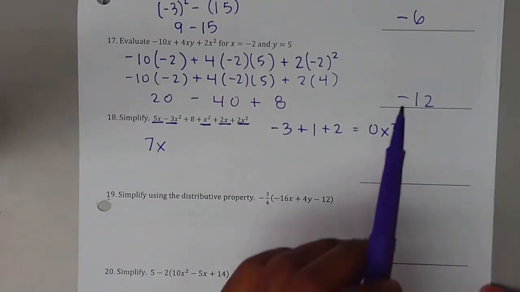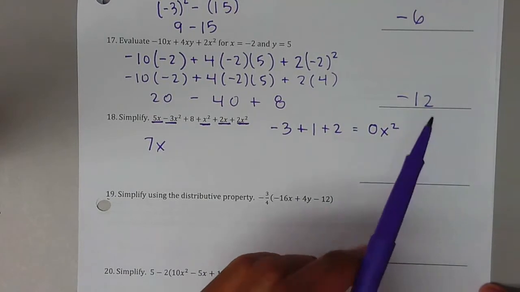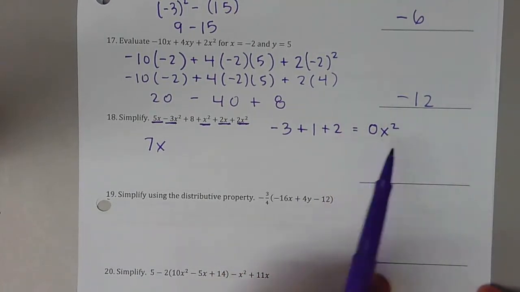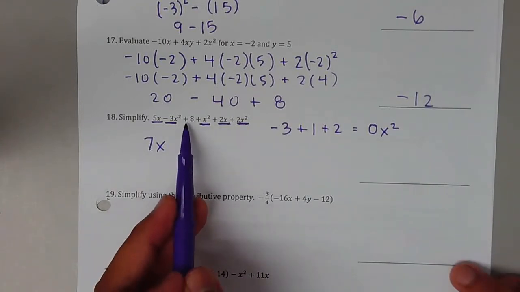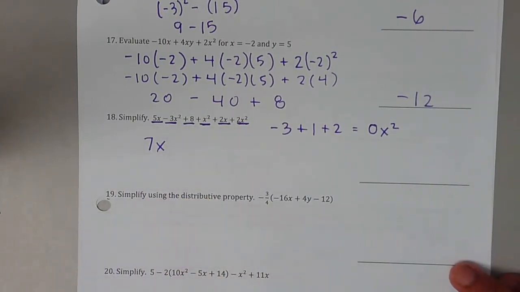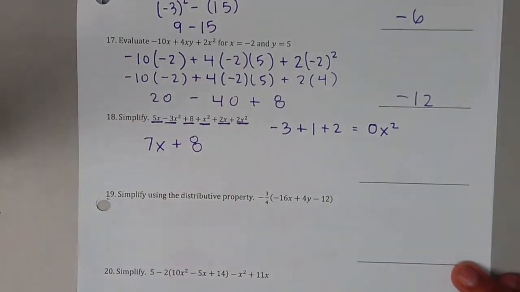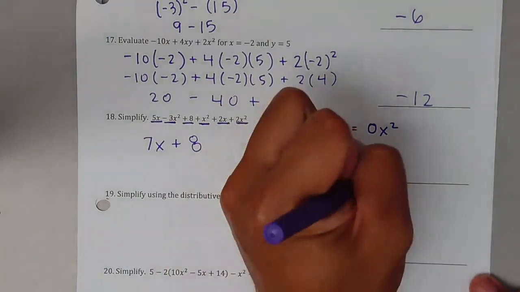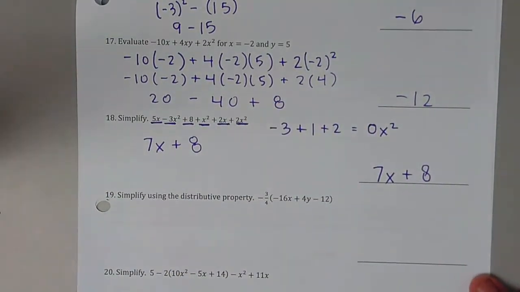We don't need to write that 0 there because 0 times any number is just going to be 0, so we don't need to write that in our final answer. And then what else do we have? Well, we still have that plus 8, so that needs to be included in our final answer. Plus 8. That's our final answer. 7x plus 8.